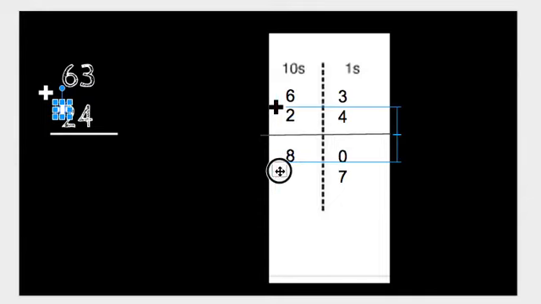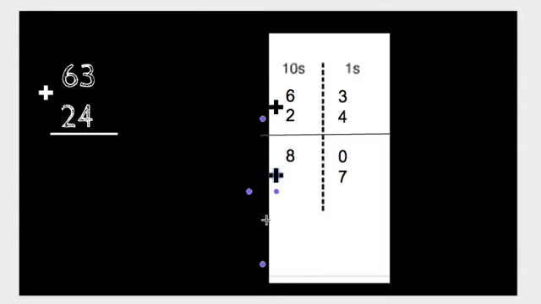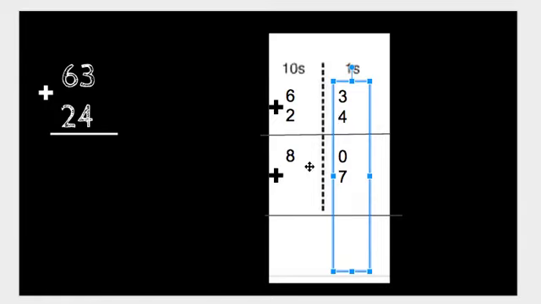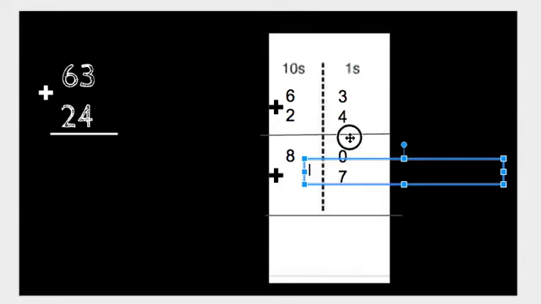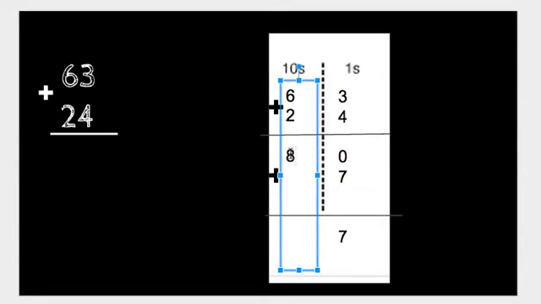Here's my plus sign again. Change it to black so you can see it. Alright, I'm going to put another line down below again to separate it. So let's add it up. 7 ones plus 0 ones is going to be equal to 7. And 8 tens, that's the only thing we have, so we're just going to bring our 8 down. So our answer would be 87.